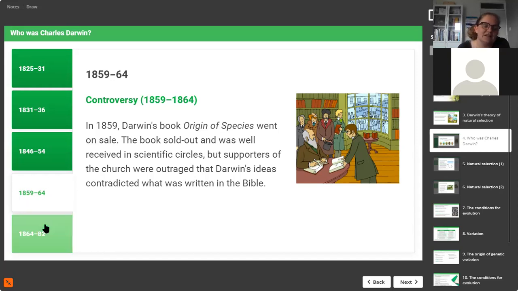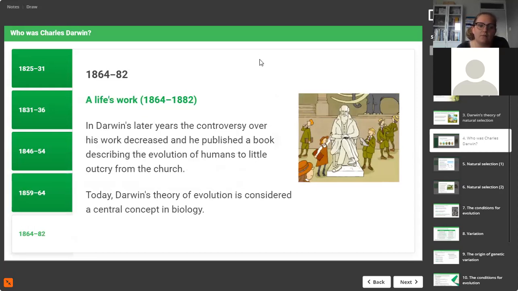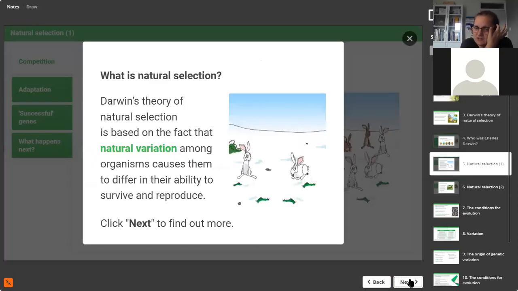And 1864 to 1882 was his life's work. In Darwin's latest years, the controversy over his work decreased, and he was able to publish a book describing the evolution of humans to little outcry from the church. Today, Darwin's theory of evolution is considered a central concept in biology. So I'm going to look at natural selection. Again, nothing too new from GCSE, but we need to be really specific about how we talk about it now.